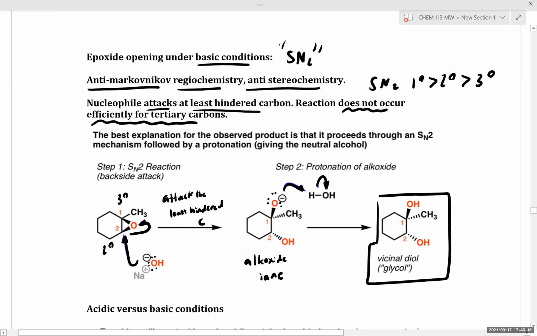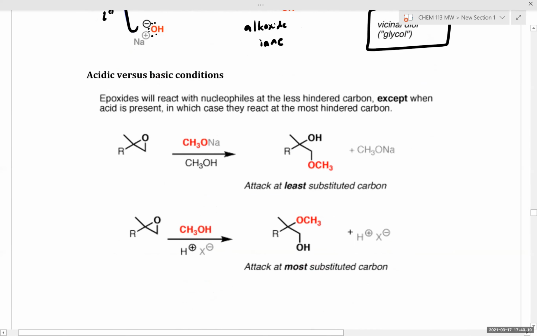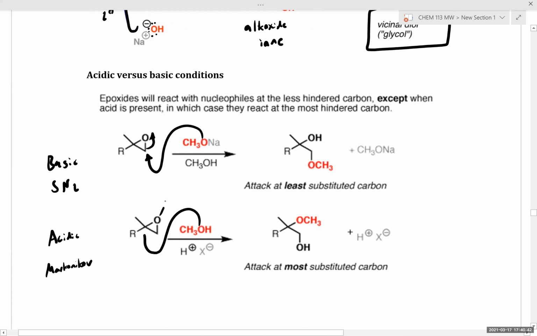Okay, so let's keep going and let's summarize. If we compare acidic and basic conditions, under basic conditions we have an SN2 process where we attack the least hindered carbon. Under acidic conditions, we follow Markovnikov selectivity in terms of regiochemistry. So we protonate our epoxide and we open by attacking the most substituted carbon.